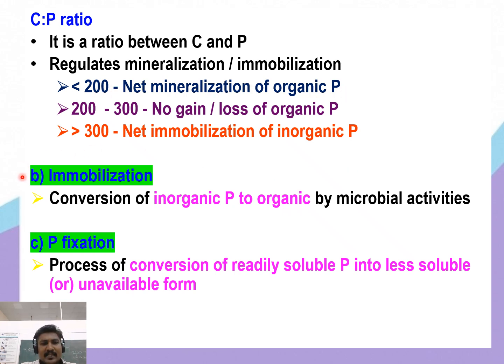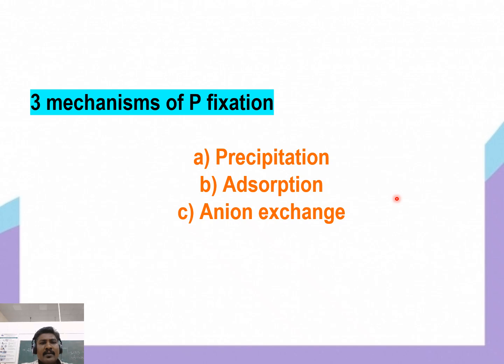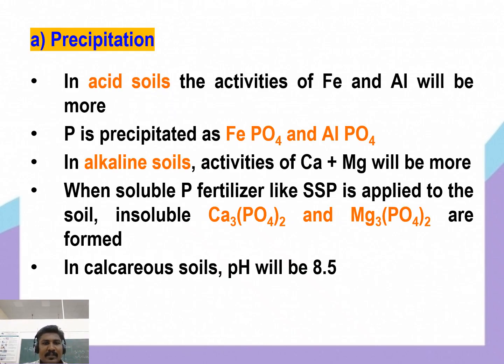And the opposite reaction of mineralization is called immobilization, the conversion of inorganic phosphorus to organic phosphorus by microbial activities. The next process is phosphorus fixation, the conversion of readily soluble phosphorus into a less soluble or unavailable form. We have seen the precipitation process, which is part of phosphorus fixation. Three mechanisms are there in phosphorus fixation: one is precipitation, second is adsorption, and third is anion exchange. We'll see them one by one in the upcoming series.